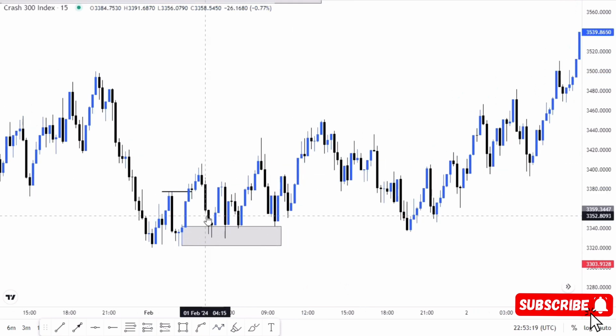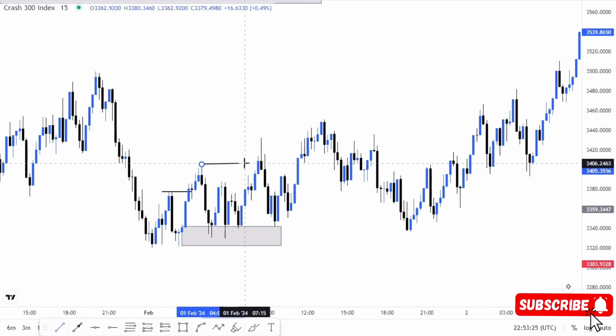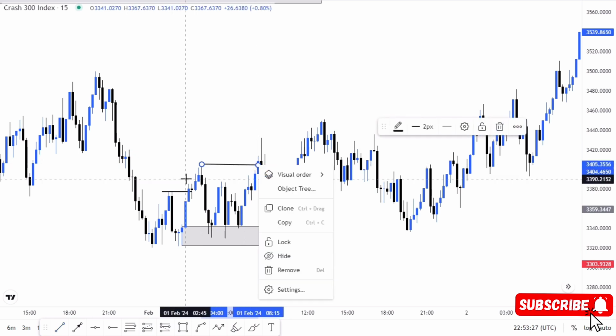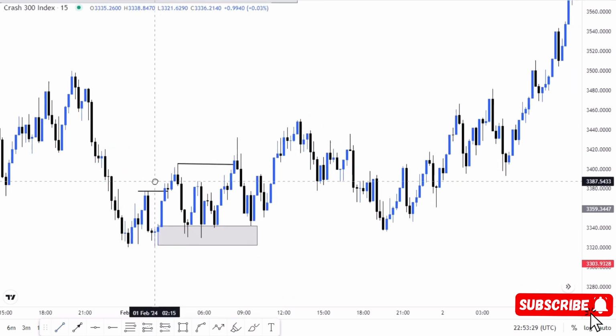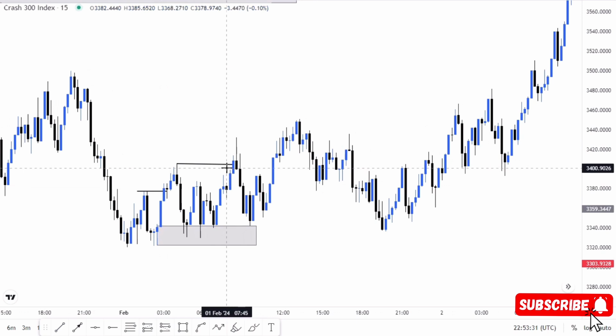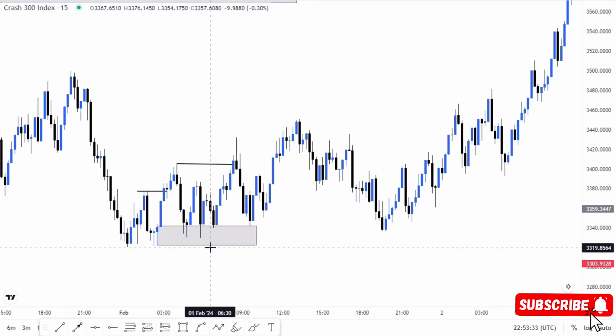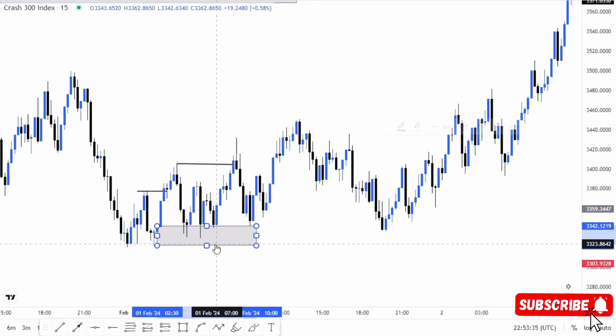Let me just mark it out. Okay, I'm just going to mark that out now, so that our BOS has been broken. So you can take your trades after the break of the market structure. Remember, we have the market structure shift and the break of market structure. They are two different things.